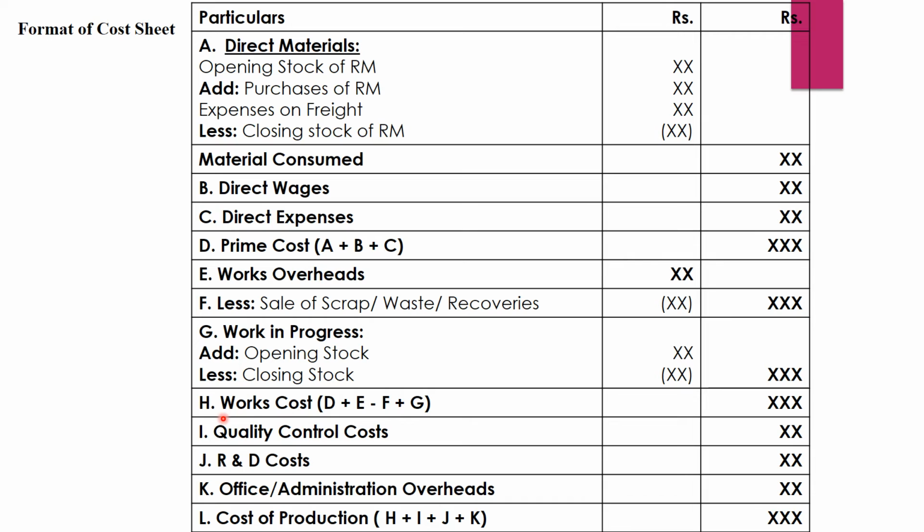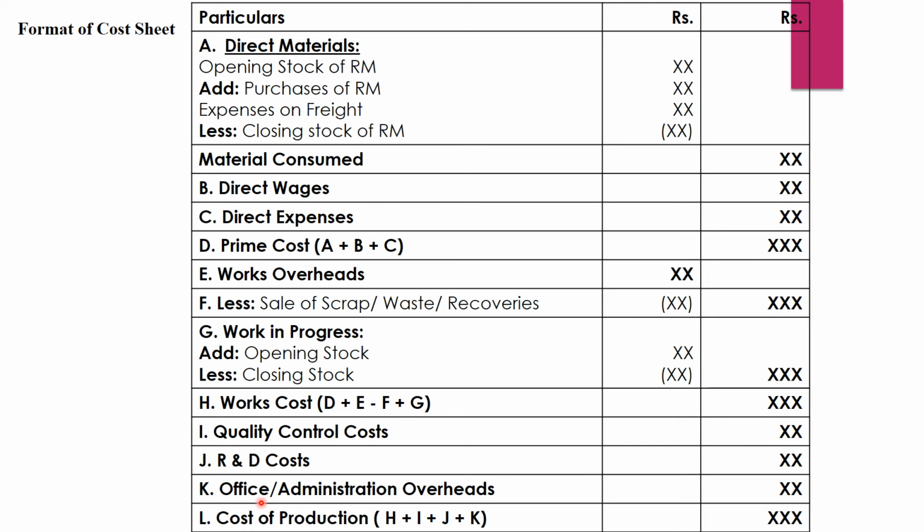After that, the total work cost is computed here, taking into consideration prime cost, which is denoted by D here, then works overheads, which is E, then sale of scrap, which is F and is subtracted, and last is WIP, that is work in progress, which is G here. Adding all of these, subtracting only the sale of scrap, we get works cost. After that, there are two more elements which are quite rare in nature, but we consider them also, that are quality control cost or any R&D cost.